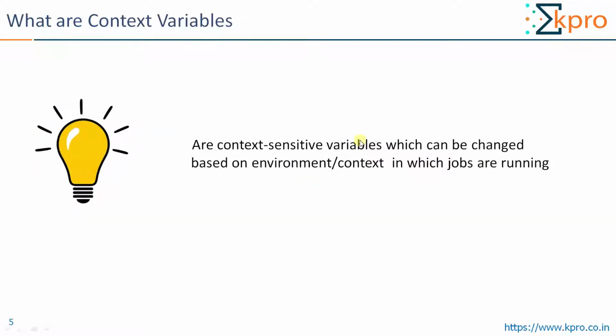What are context variables? Context variables are variables which can be changed based on the context. That means these variables can be changed based on the environment the job is running in, or based on the context that our job is running. For example, the DB details for development are different from the DB details in QA.